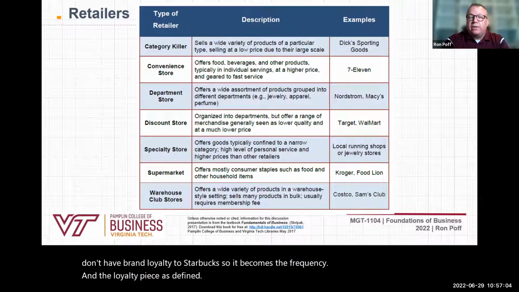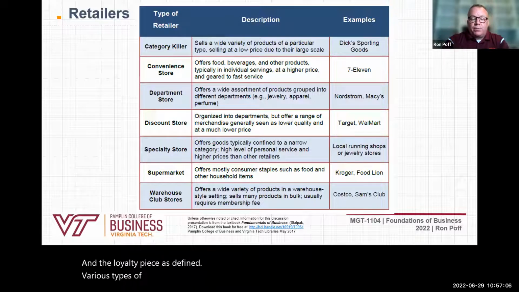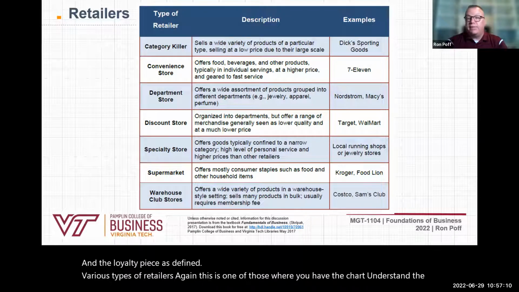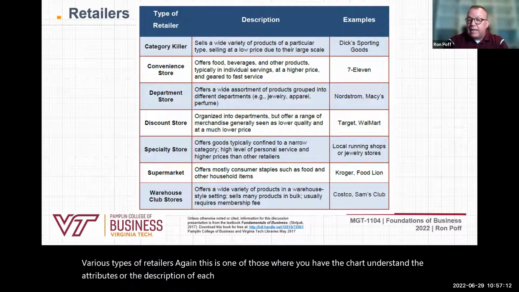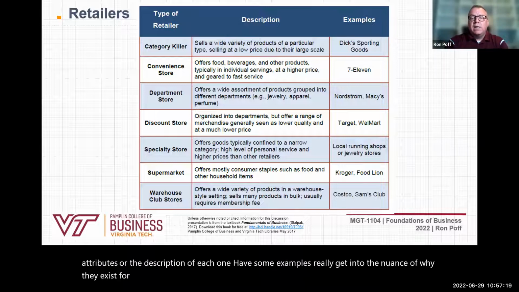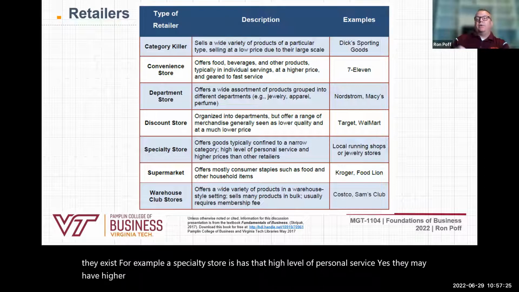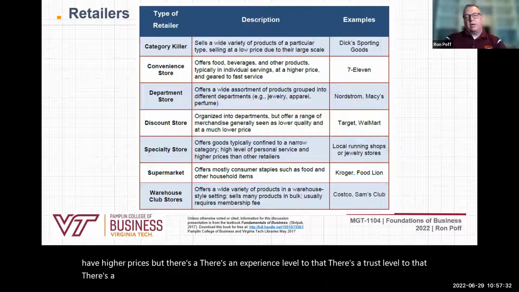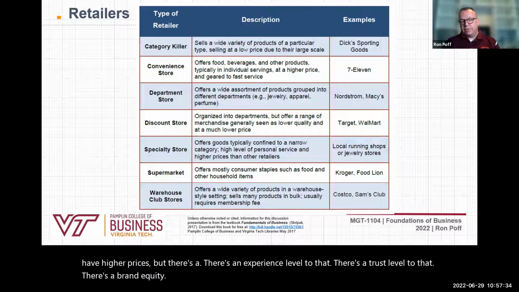Various types of retailers. Again, this is one of those where you have the chart, understand the attributes or the description of each one, have some examples, really get into the nuance of why they exist. For example, a specialty store has that high level of personal service. Yes, they may have higher prices, but there's an experience level to that. There's a trust level to that. There's a brand equity associated with a specialty store.